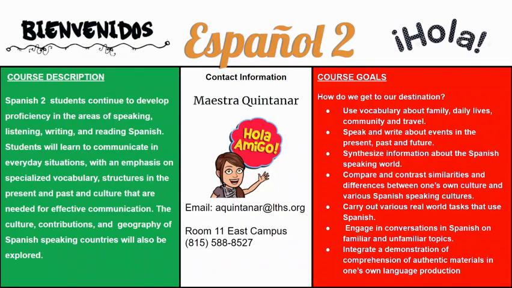In Spanish 2, students will continue to develop proficiency in the areas of speaking, listening, writing, and reading in Spanish. Students will learn to communicate in everyday situations with an emphasis on specialized vocabulary, structures in the present and past, and culture that are needed for effective communication. The culture, contributions, and geography of Spanish speaking countries will also be explored. Please note my email and my phone and our course goals.